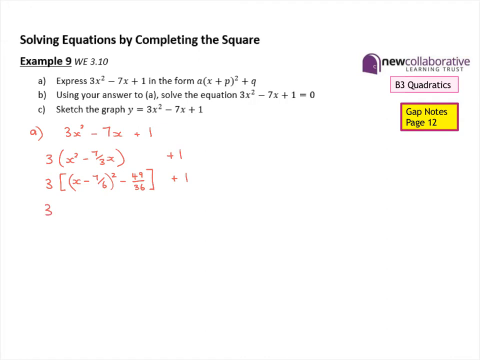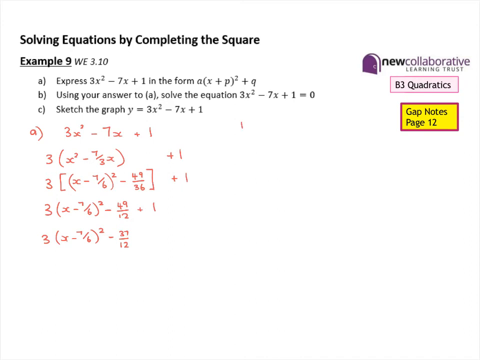And multiplying that out is going to give us 3 multiplied by x take away 7 over 6 squared, take away 49 over 12, and then we've got to add 1. And so we get 3 multiplied by x take away 7 over 6 squared, take away 37 over 12.